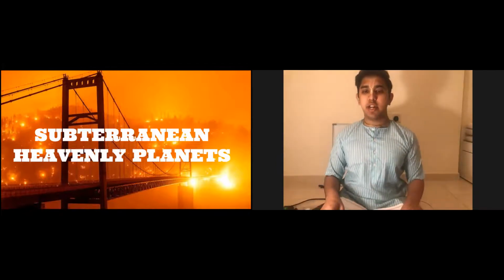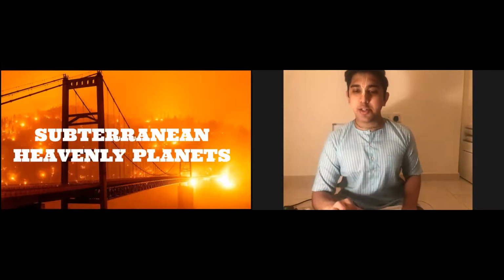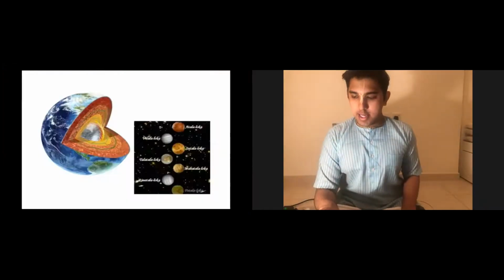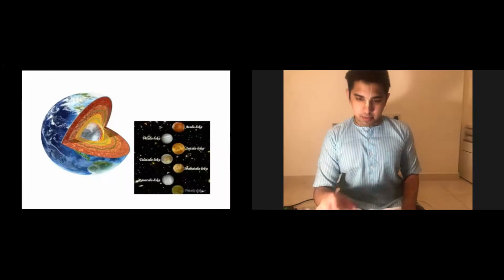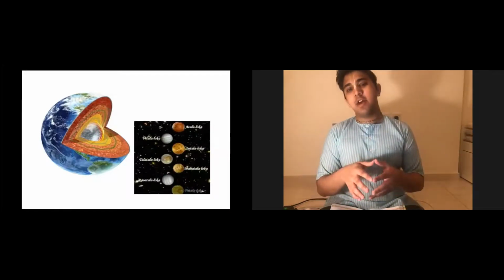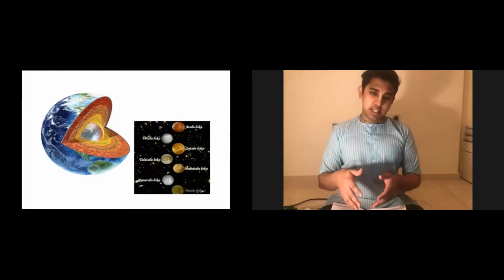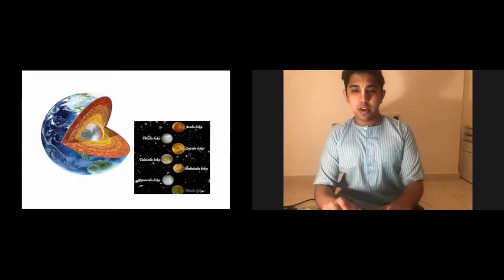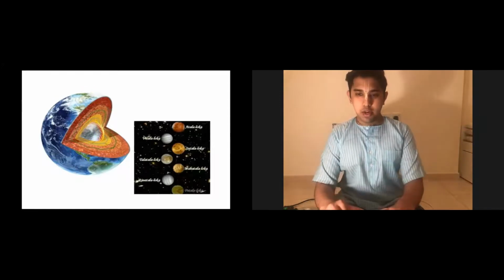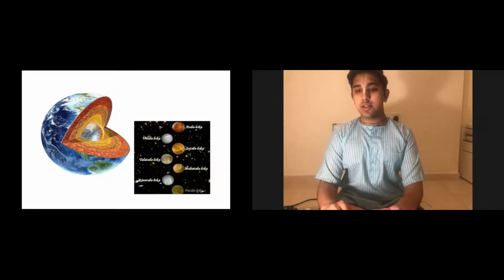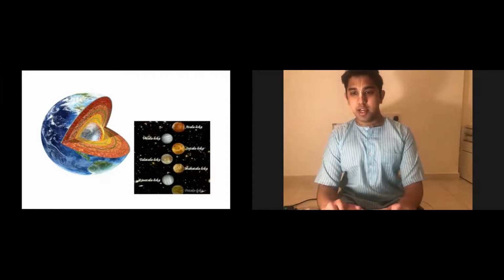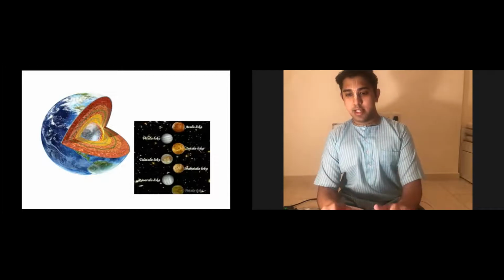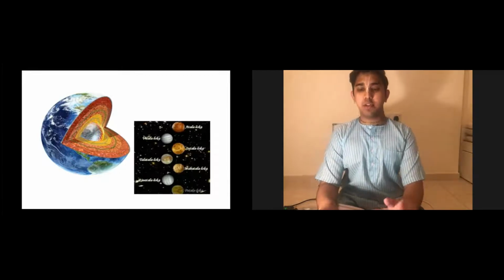The subterranean heavenly planets, also known as Bhilla Swarga. So it is said that if you dig below the earth's surface, and simultaneously move outwards or downwards towards the south, you will come across these planetary systems: Atala Loka, Vitala Loka, Sutala Loka, Talatala, Mahatala, Rasatala, and Patala, along with Pitra Lokas.